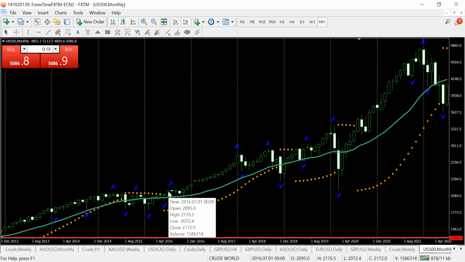Measure the close. 2172. Measure the close. 2168. So it's below. So that means the market is telling you this market is bullish, but because of the close, there will be some consolidation. So don't be in a hurry to buy this market. And that's what the market is doing here.